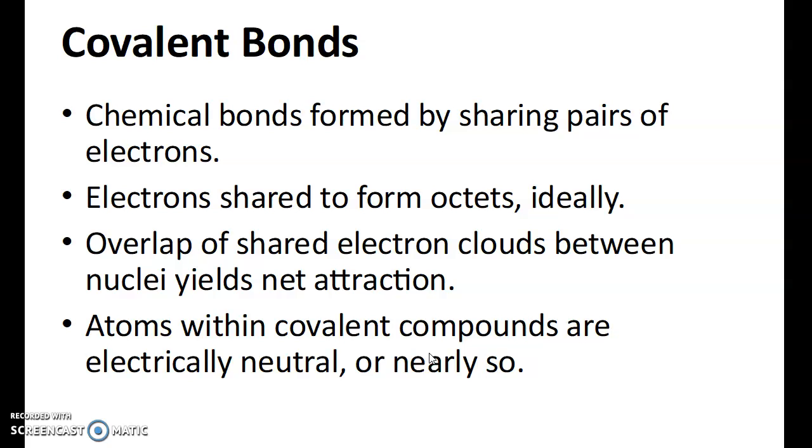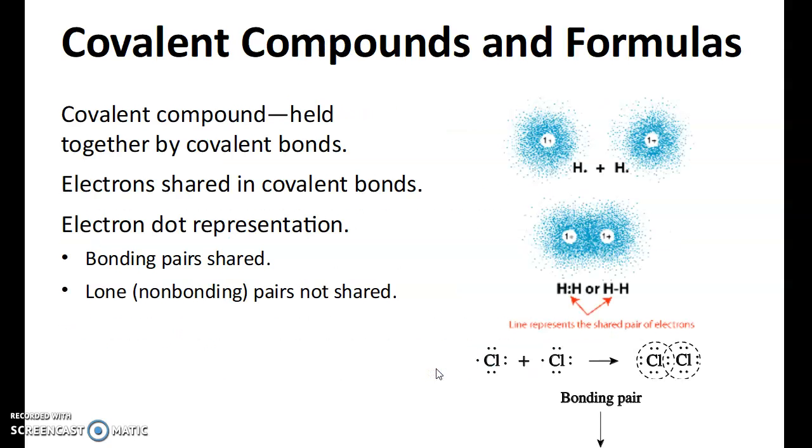Okay, let's go on then to covalent bonds. These are chemical bonds formed by sharing pairs of electrons. Electrons are shared to again form octets ideally. The overlap of shared electron clouds between the nuclei yields a net attraction. Atoms within covalent compounds are electrically neutral or nearly so. As you'll see, they have some sort of a dipole moment at times, but not always.